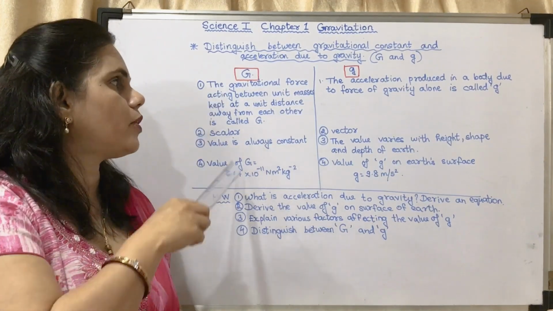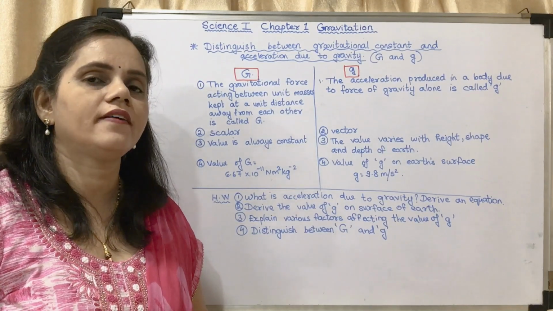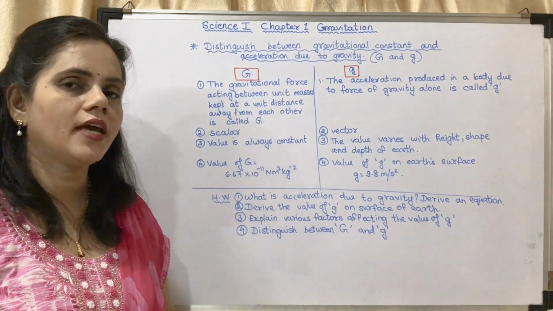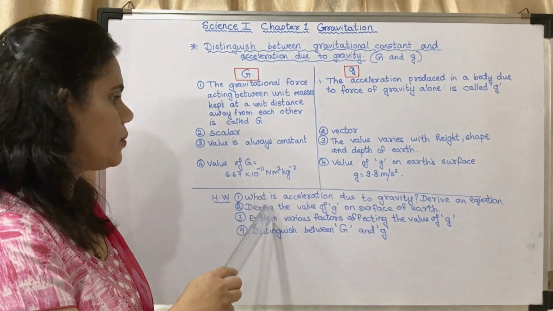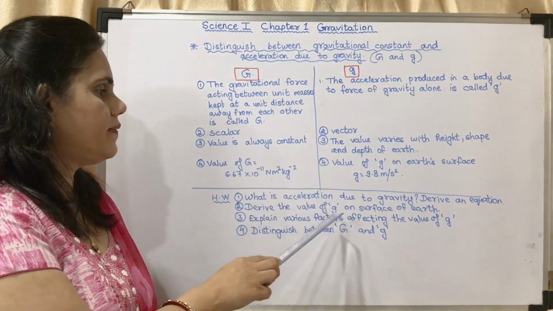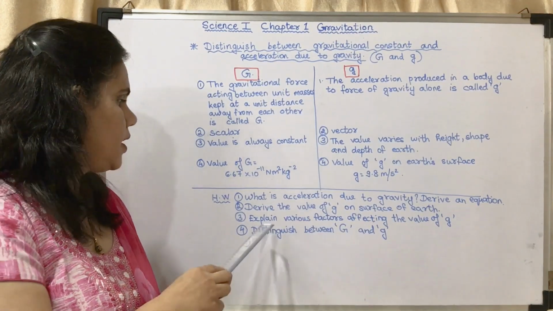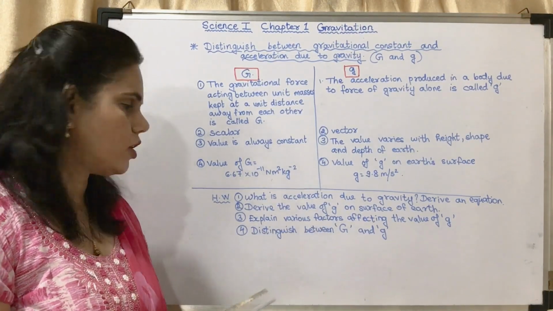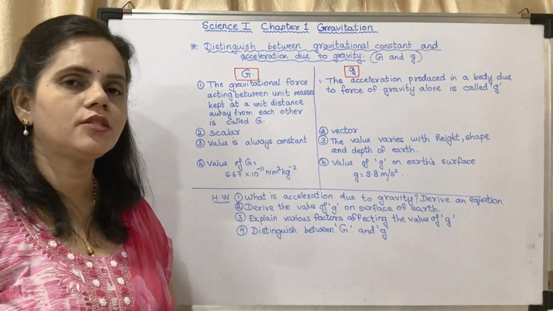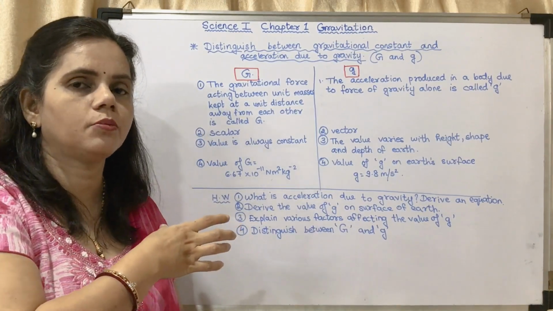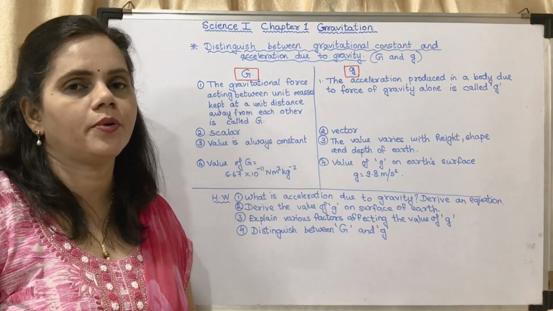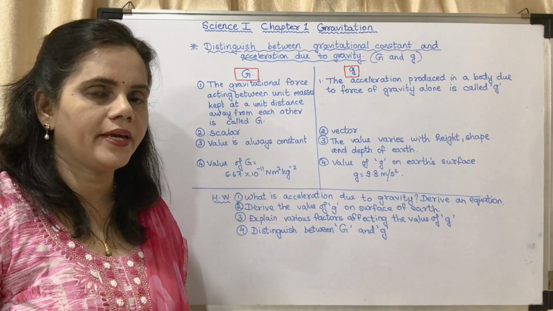Okay, so these are the points which you have to write if you are having a question to distinguish between capital G and small g. So we have discussed 4 questions. What is acceleration due to gravity? Derive an equation for the value of g on the surface of the Earth. Explain various factors affecting the value of g, and distinguish between capital G and small g. The answers for these 4 questions I have written on the board. You may copy it in your notebook. All these are very, very important questions. Okay, so you may copy it.